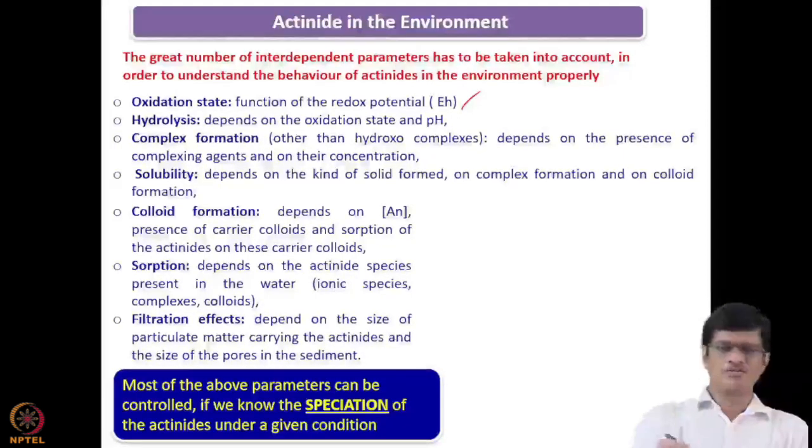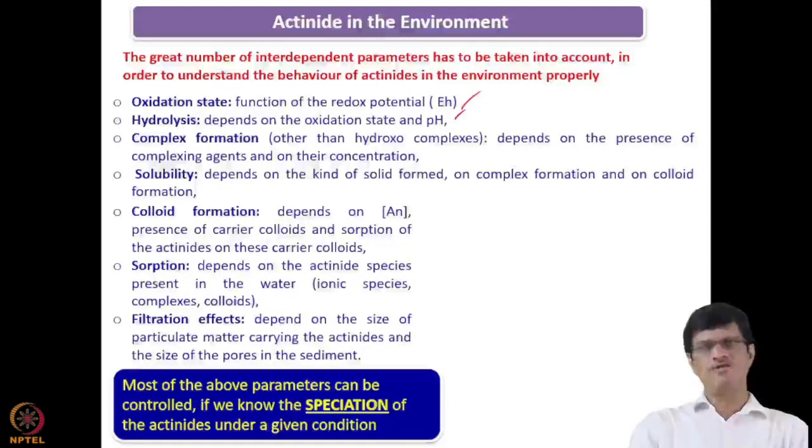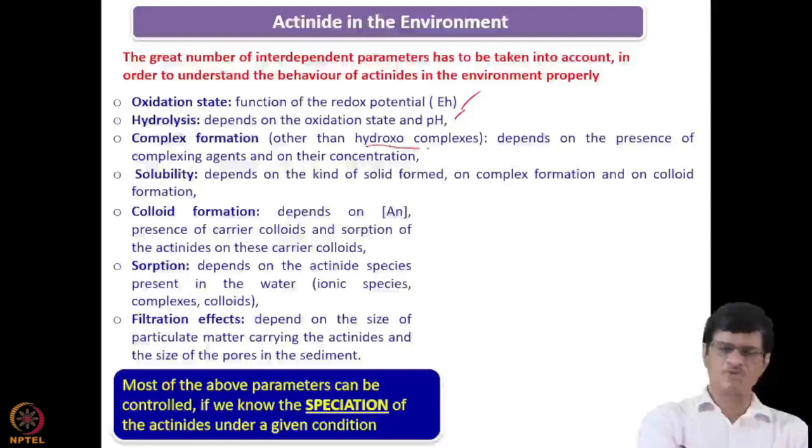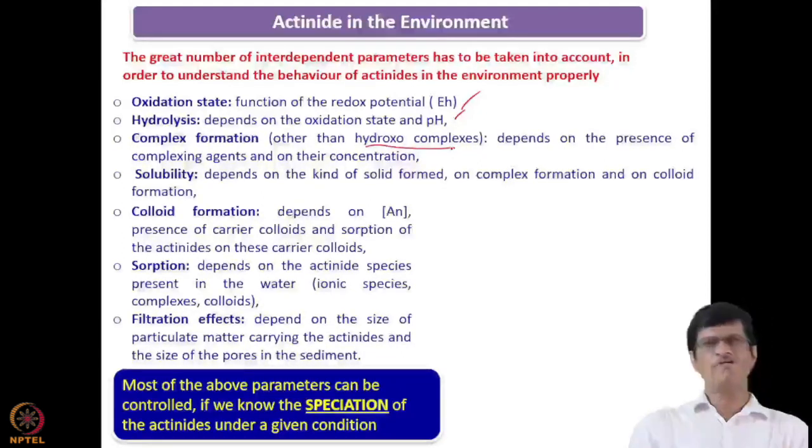Now, another relevant factor is the complex formation. We know that if it is hydrolyzing, then the complex formed is the hydroxo complex. But apart from that, there may be any other complexing agent present in the groundwater system or in the environment, and also their concentration matters. If the concentration is large, then the fraction of plutonium or the actinide present in the complex form will be relatively larger. And also if the complexation constant is higher, then the actinide in the complex species will be large.